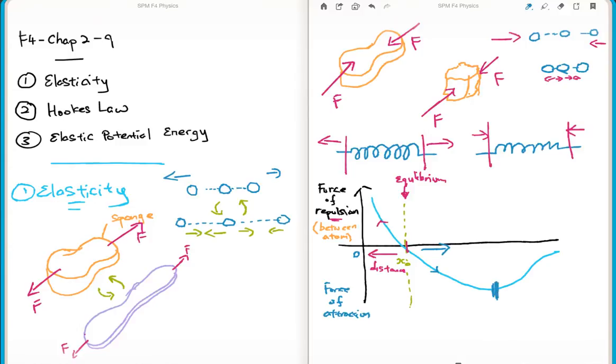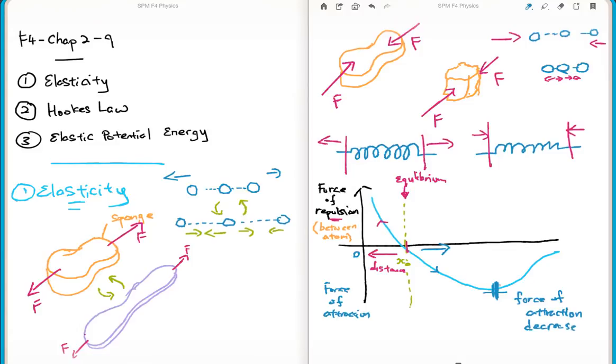Beyond this point, this is a minimum. This is a minimum point. Beyond this point, what happened? The force of attraction. What happened to this force of attraction? Beyond this maximum point or breaking point, it starts to decrease.